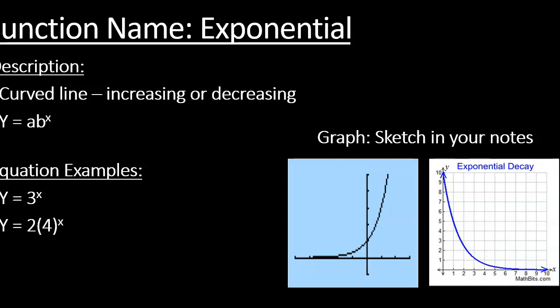When you move to the right for your graph, you're going to sketch both the increasing and decreasing exponential graph. And for your equation examples, this one should say y equals 3 to the x power and y equals 2 times 4 to the x power. Again, some of the things are getting cut off as I'm recording my screen, so I'm just going to try to make sure I pay attention and let you guys know.